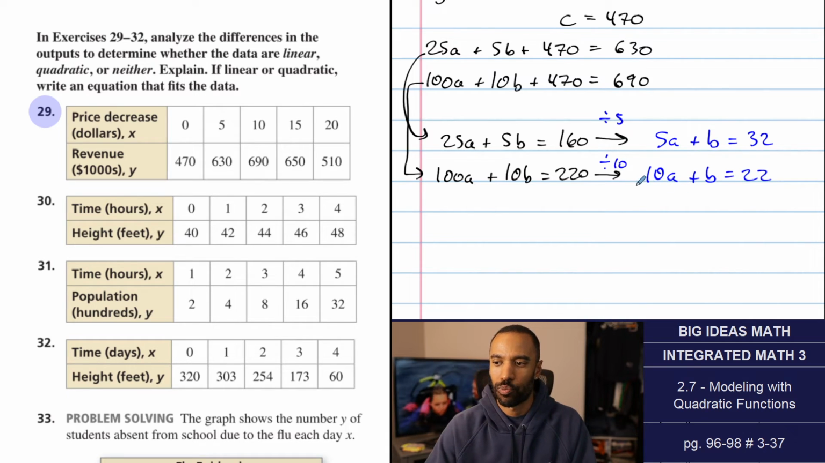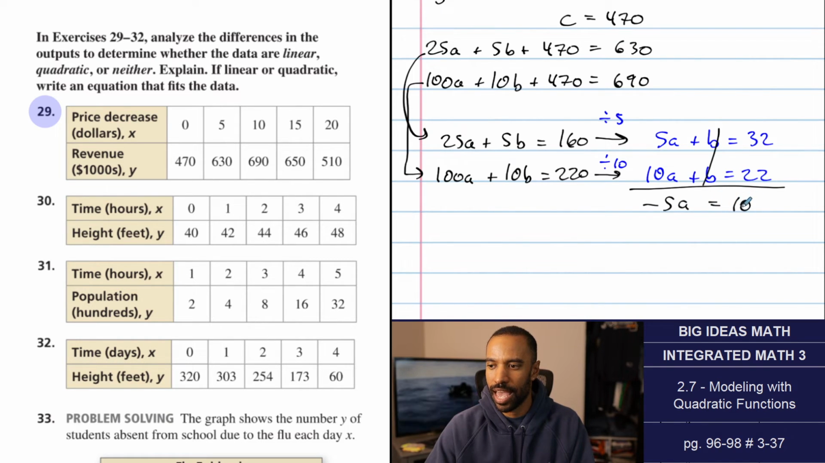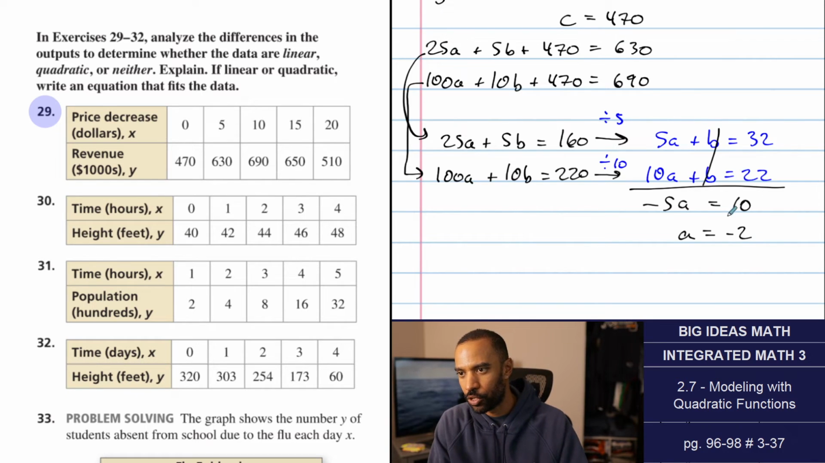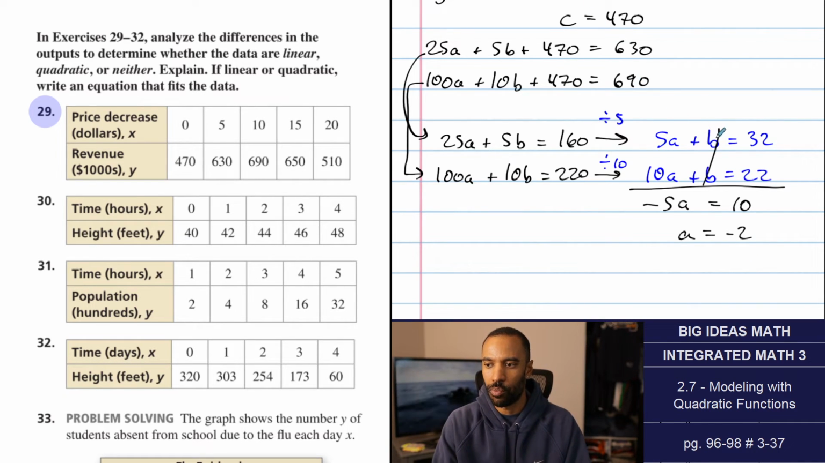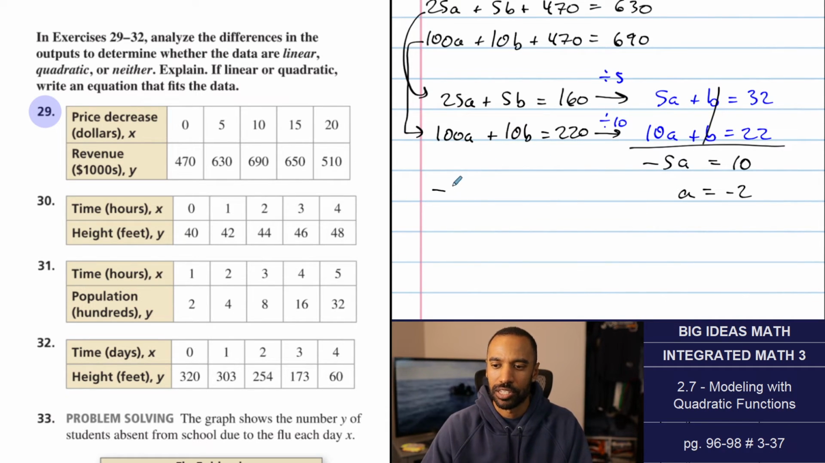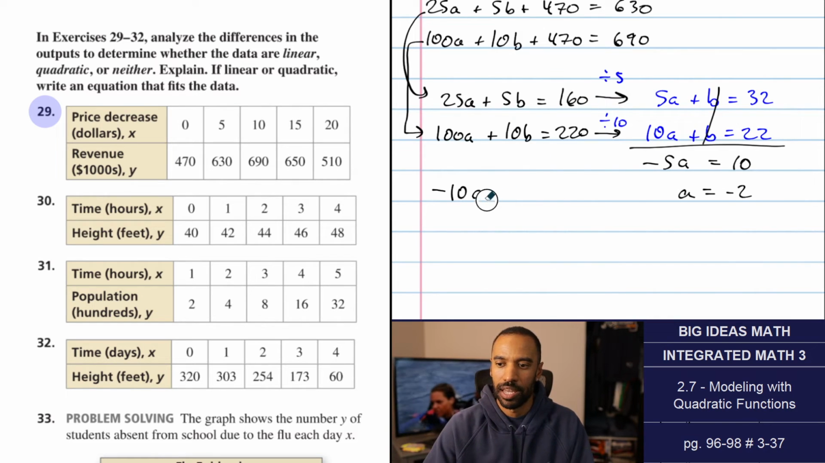If I subtract right now, let's just kind of treat it like subtraction. If I subtract right now, those go away. You get negative 5a equals 10, and you get a equals negative 2. So we've got an a value of negative 2. We have a c value of 470. We can find b by any of these equations. I like the 5a plus b equation. That's negative 10, excuse me, negative 10 plus b equals 32. So b equals 42 when we add 10 over.